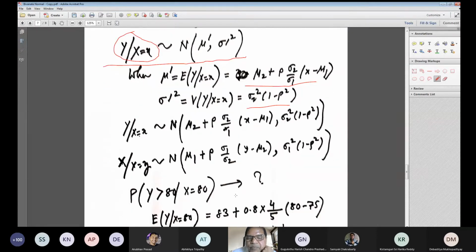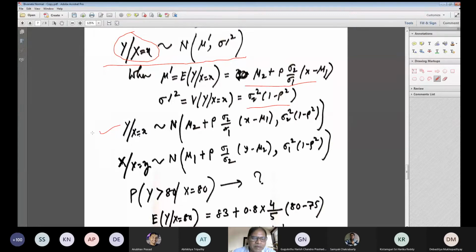So finally, if you write this result in notational form, then you will see that the conditional distribution of y given x is normal with mean mu2 plus rho sigma 2 by sigma 1 times x minus mu 1 and variance sigma 2 square times 1 minus rho square. Now, as you will see, it is a complex expression, because this is the main result which will be used.